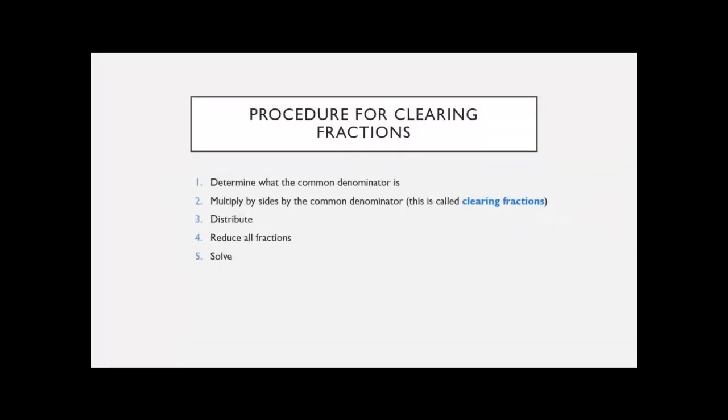So the procedure for clearing fractions is to first determine the common denominator. It doesn't have to be the least common denominator, but that is the best choice, because then you don't have to reduce as much later on, but it doesn't have to be the smallest. Once you determine what the common denominator is, you multiply both sides by that number. And that's the step that we call clearing fractions.